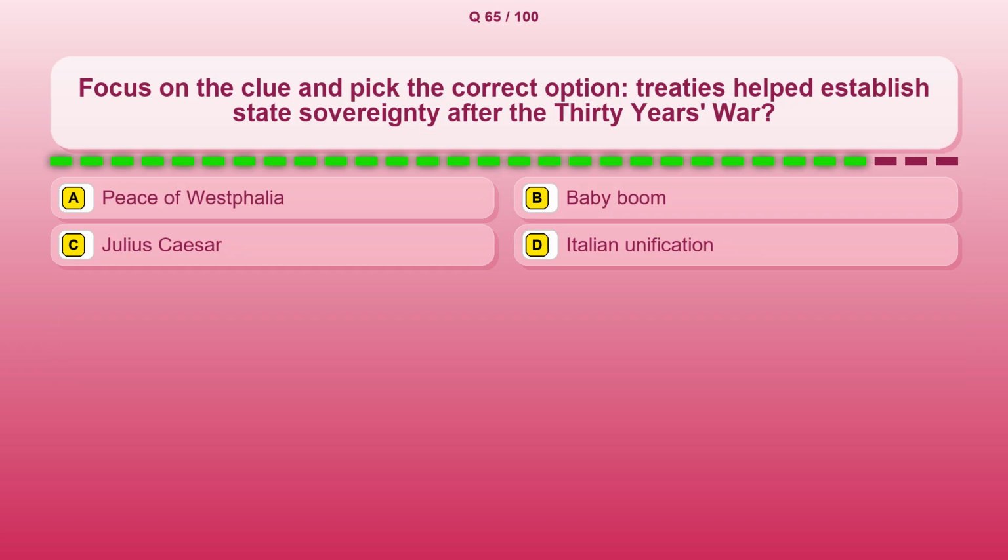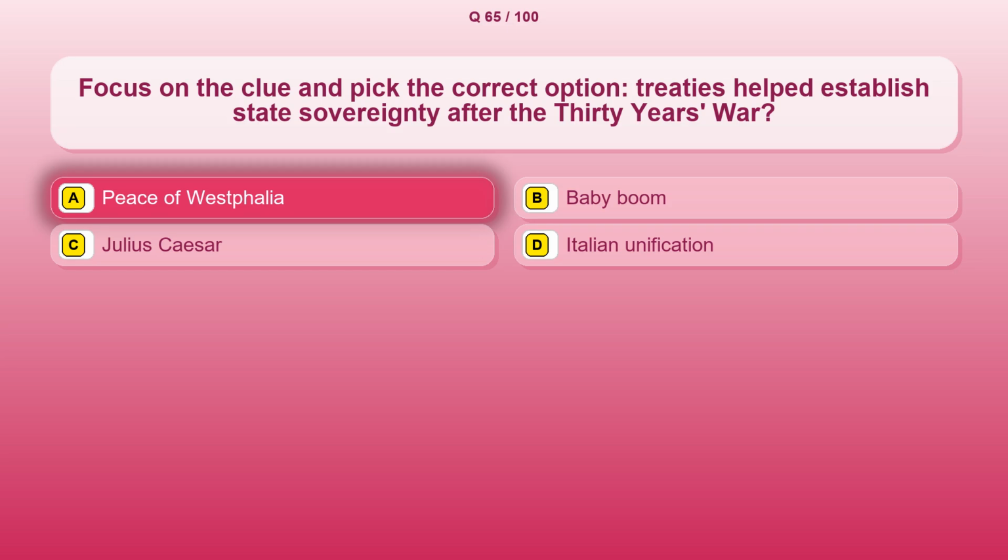Question 65. Focus on the clue and pick the correct option. Treaties helped establish state sovereignty after the 30 Years' War. Option A, Peace of Westphalia. Option B, Baby Boom. Option C, Julius Caesar. Option D, Italian unification.